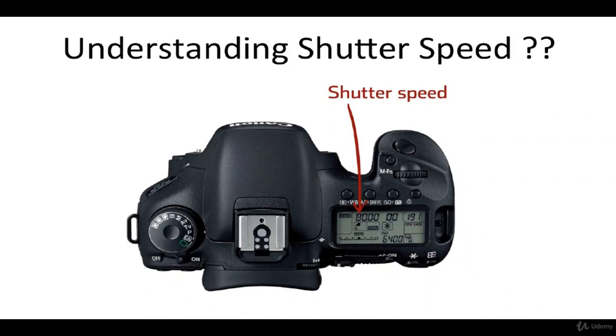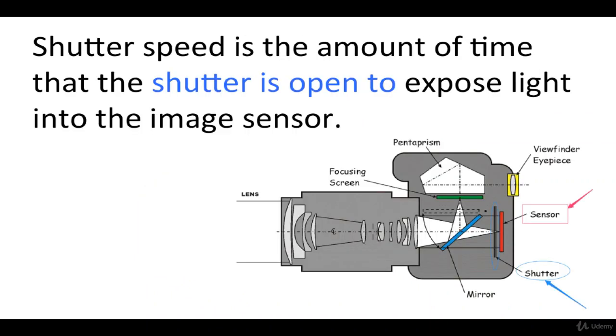In this lecture, we're going to learn about shutter speed, how it works, what the purpose of shutter speed is, and what the application of shutter speed is. Shutter speed is the amount of time that the shutter is open to expose light to the image sensor.